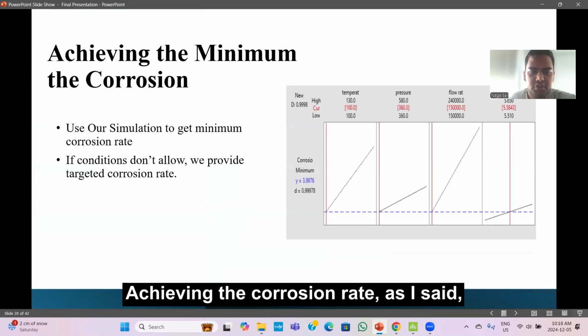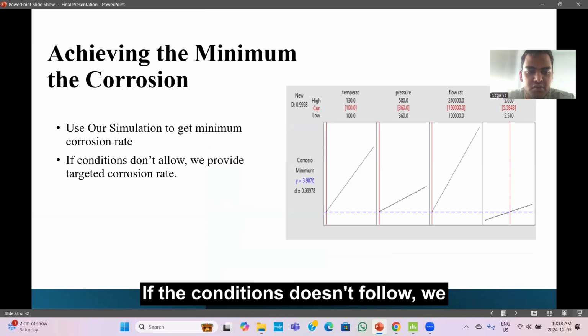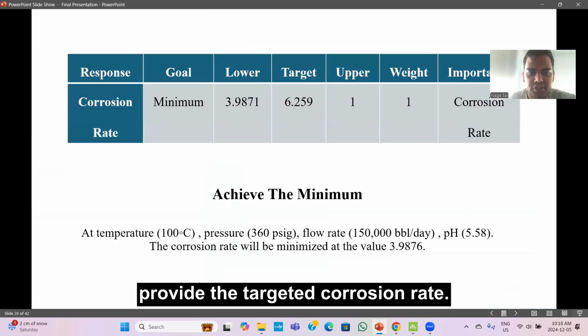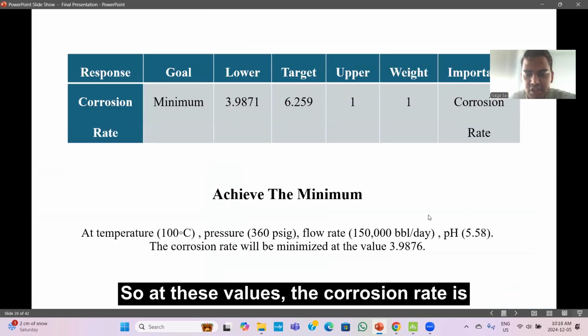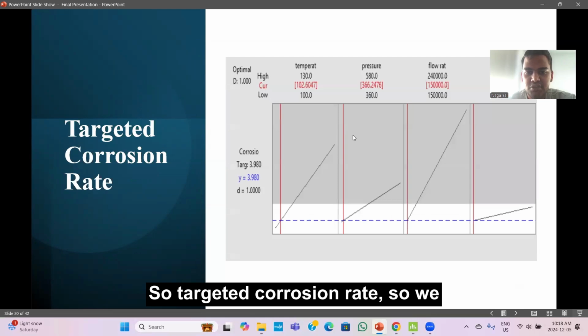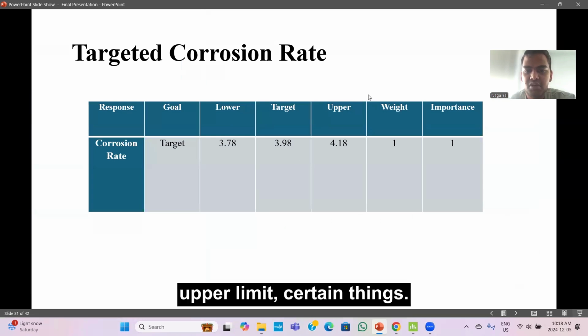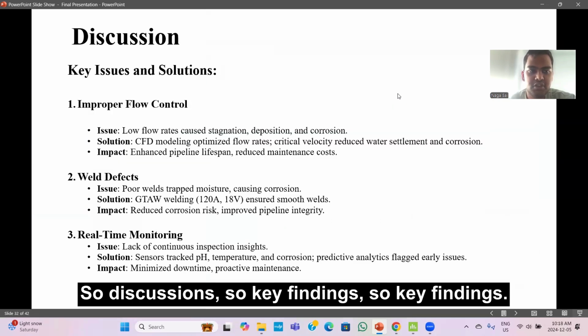To achieve the corrosion rate, as I said, we need to get the minimum corrosion rate. If the conditions don't follow, we provide the targeted corrosion rate. At these values, the corrosion rate is minimized, as I showed in the Minitab simulation. For the targeted corrosion rate, we can get any certain targeted value by specifying the lower and upper limits. So, discussions. Key findings.